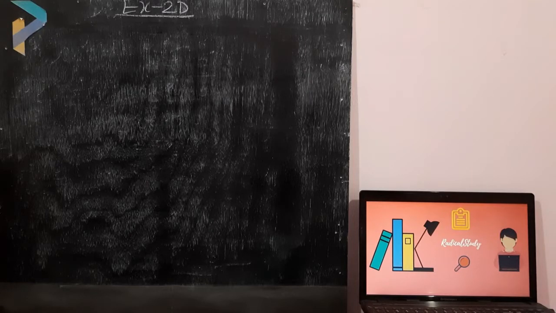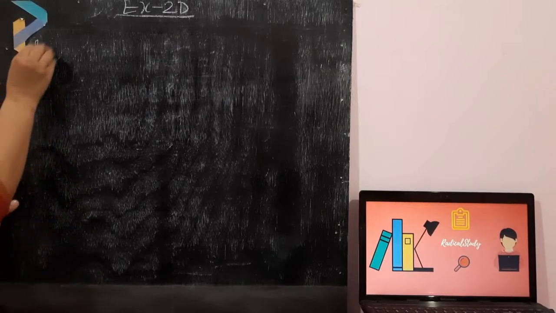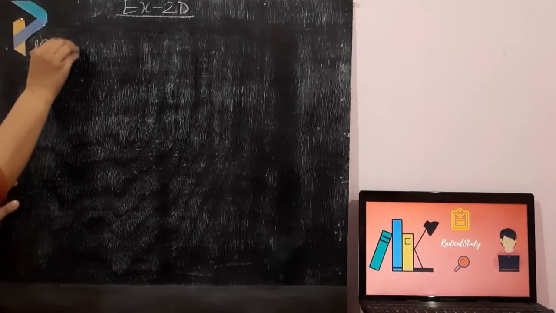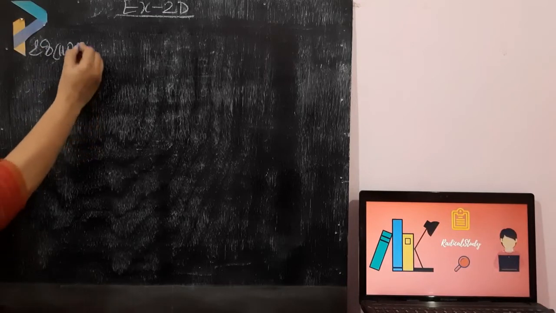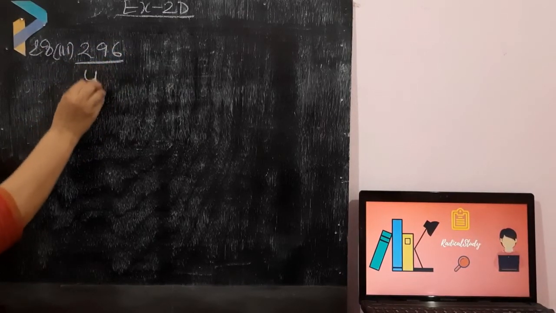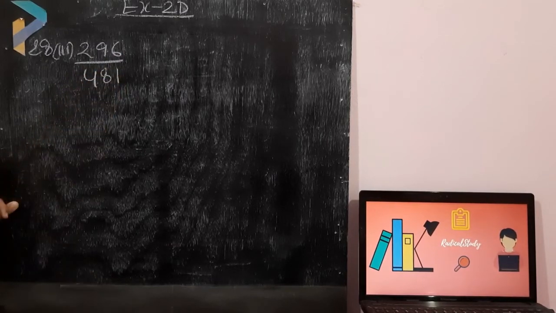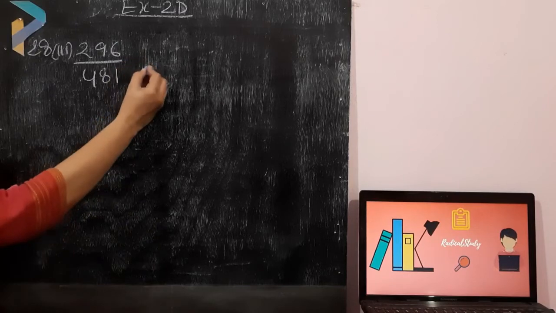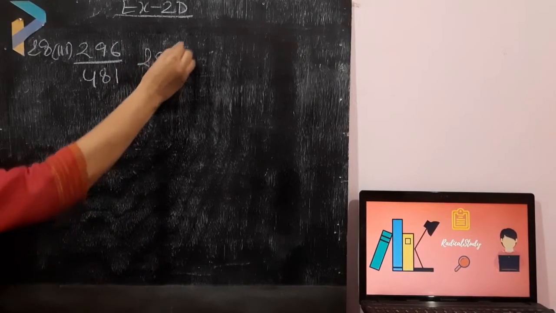मैंने आपको reduce करना पिछली वीडियो में सिखाया था. So in this video I am going to solve only the last option of this question. Question number 28, third option. The rest 2 options are your homework. 296 upon 481. So in order to reduce it to the lowest terms, what we have to do is we have to divide 296 by 481.